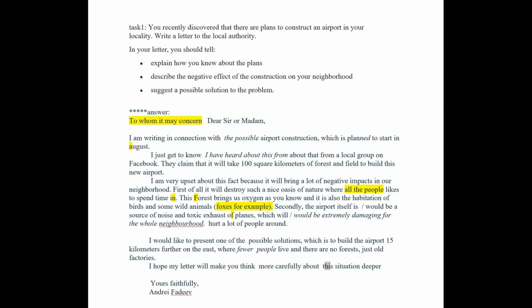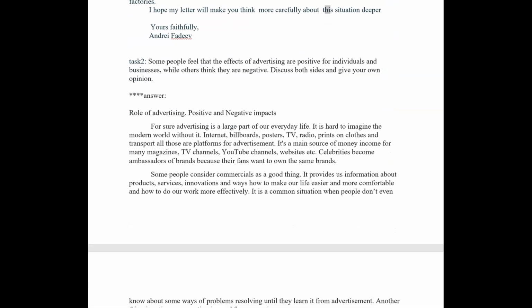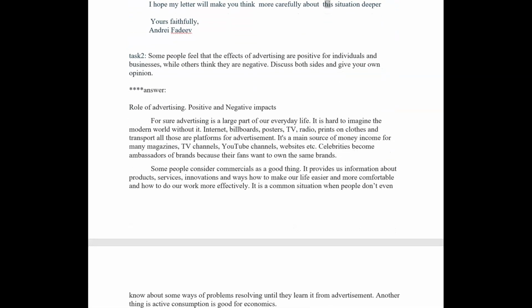So that doesn't look like you're finding that too hard. So, some people feel the effects of advertising are positive for individuals and businesses. Others think they're negative. Discuss both sides. Give your opinion. Okay, so this is quite a nice essay. The essay title we give you is much harder than this. So be careful if you're choosing your own titles to practice that you choose difficult ones.